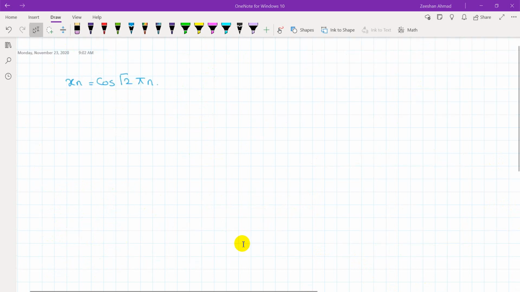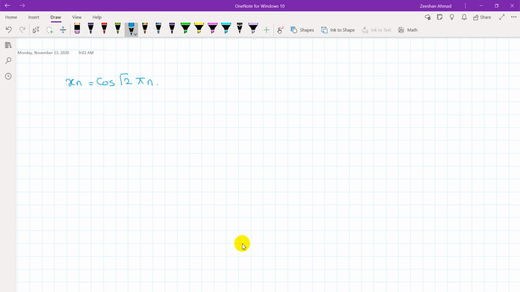Okay, now let's have another example. We have x of n is equal to cosine of square root of 2 pi n here. Now, before starting, we said that we are doing the Fourier series for the periodic signal. And if it is a non-periodic signal, we are going to do the Fourier transform for it. So let us first check if it is periodic or non-periodic.